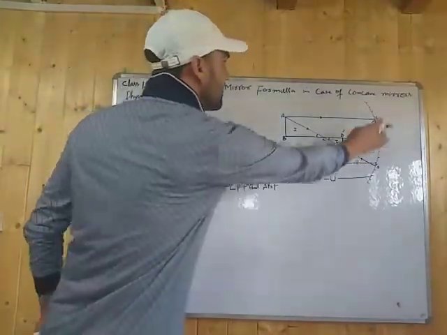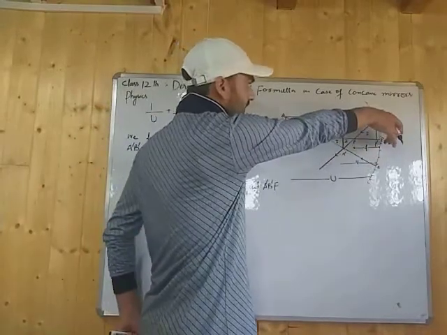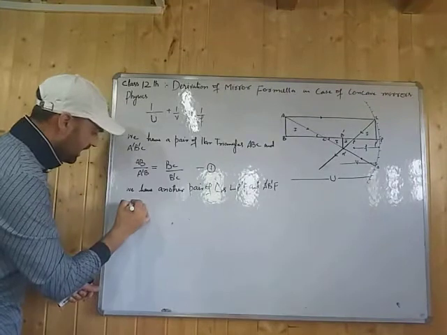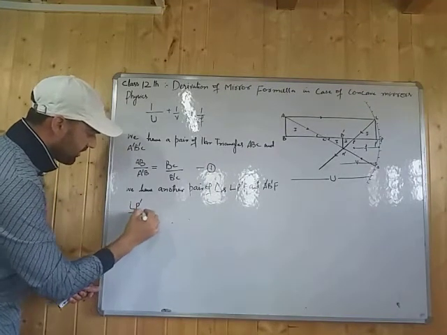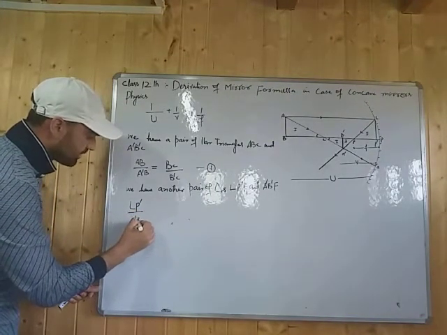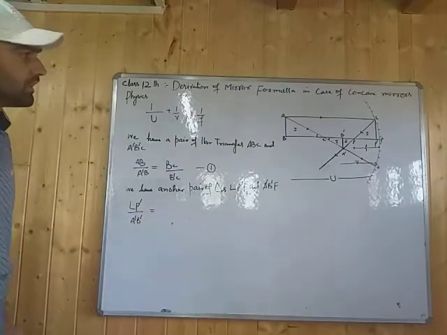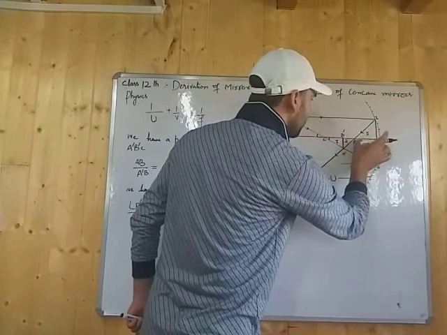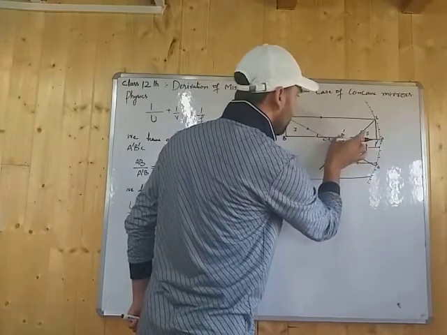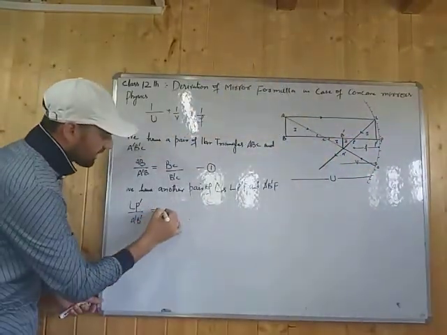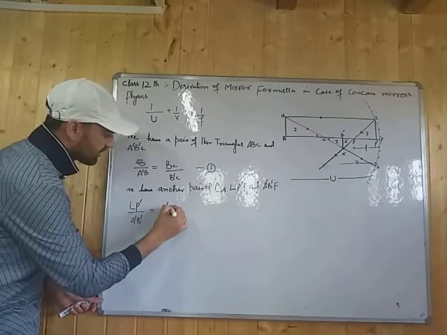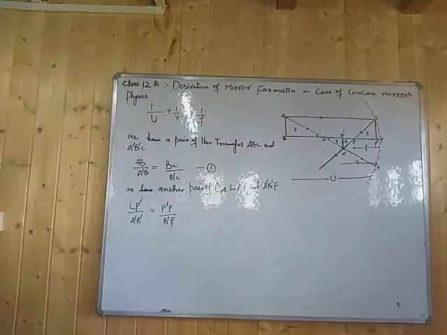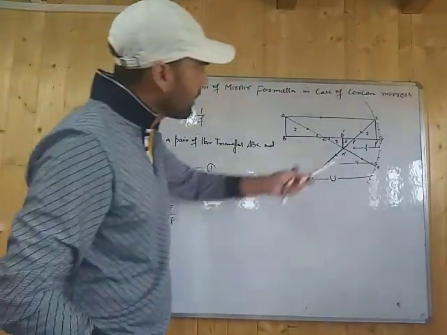So we can write LP dash divided by A dash B dash. We take this side, LP dash divided by A dash B dash, that is equal to P dash F divided by B dash F.